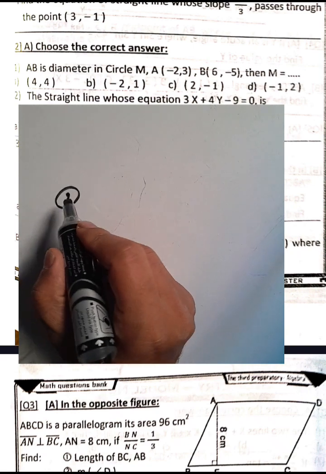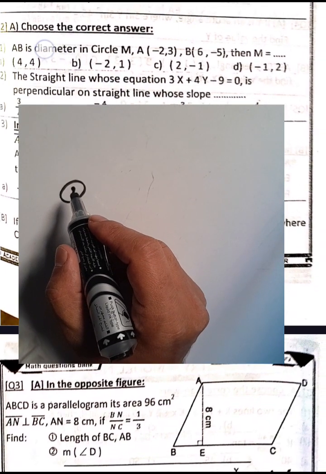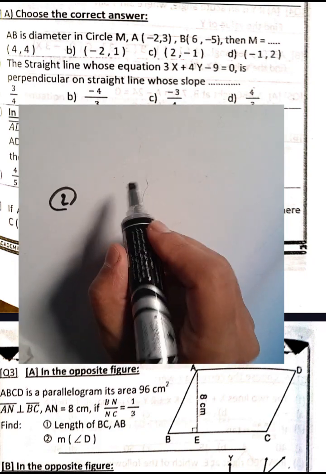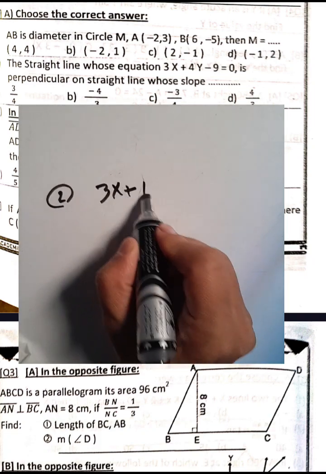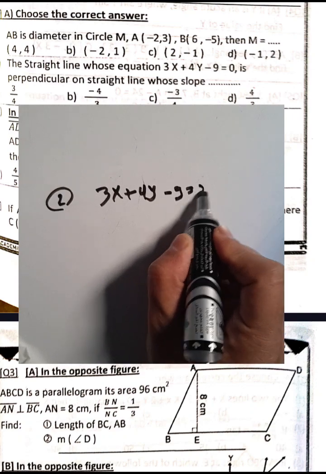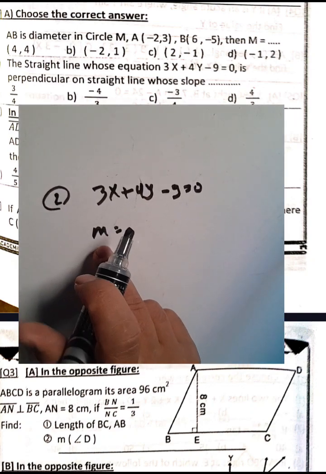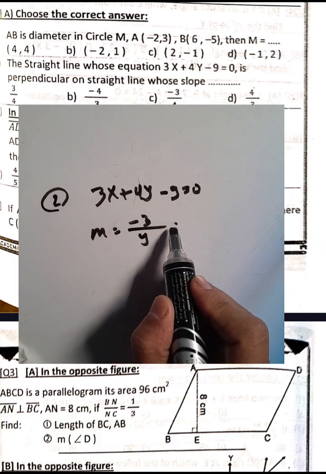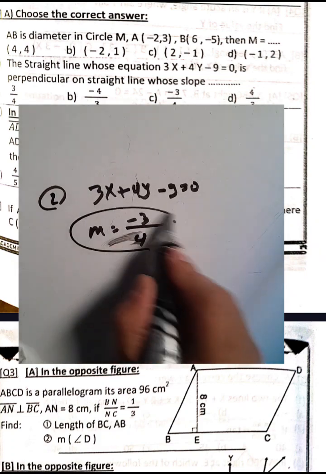Question number 2. The straight line whose equation is 3x plus 4y minus 9 equals 0. We can find the slope of this straight line. 3x plus 4y minus 9 equals 0. The slope m equals negative the coefficient of x over the coefficient of y. The result is negative 3 over 4.